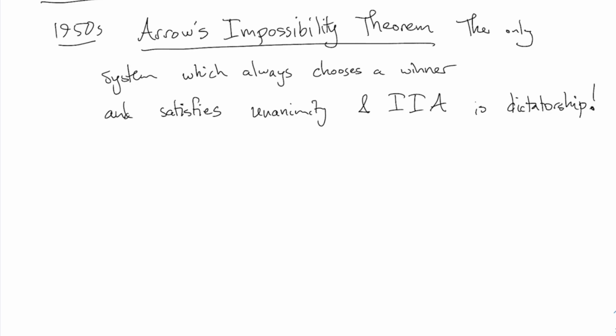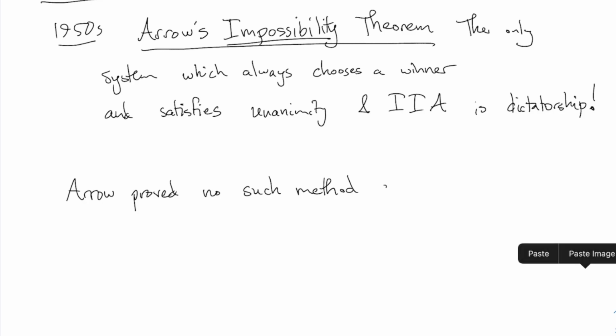All right. Let me just say, this is an impossibility theorem. That means that Arrow actually proved that no such method can exist. That is a method which satisfies unanimity and IIA, which is other than dictatorship. So Arrow proved no such method can exist logically.